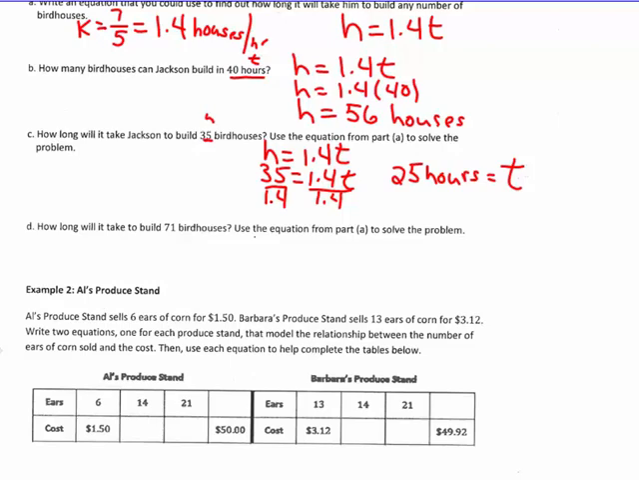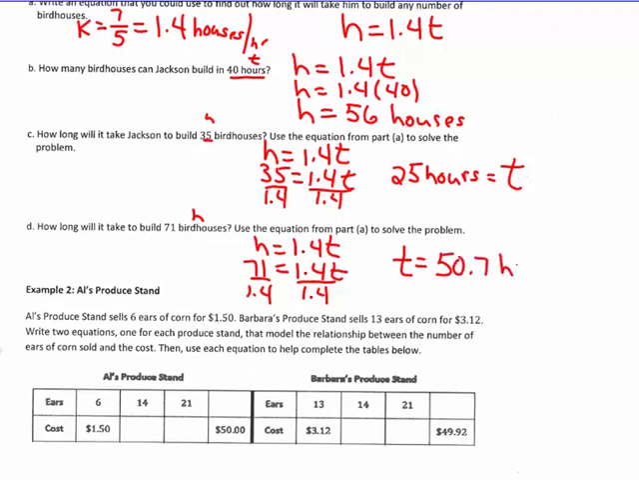How long will it take to build 71 birdhouses? So same equation, h equals 1.4t. Here's your h, your number of birdhouses. So 71 equals 1.4t. Just like we did in part C, we're going to divide both sides by 1.4. This one does give me a pretty long decimal, so I'm going to round it to the nearest tenth, 50.7 hours.